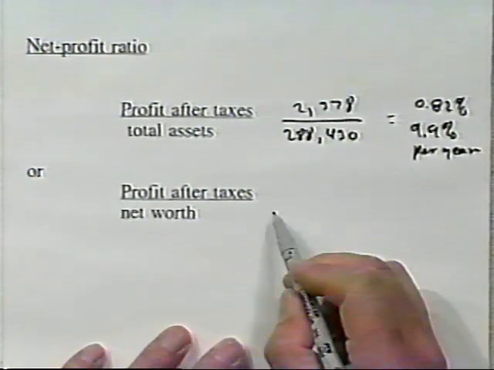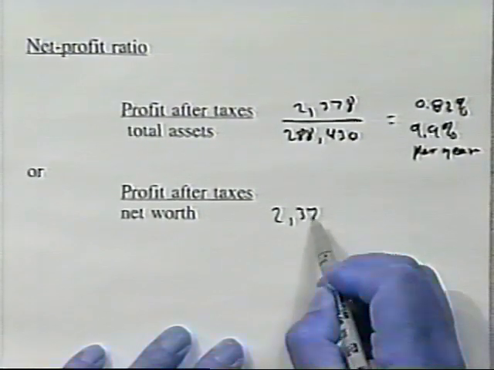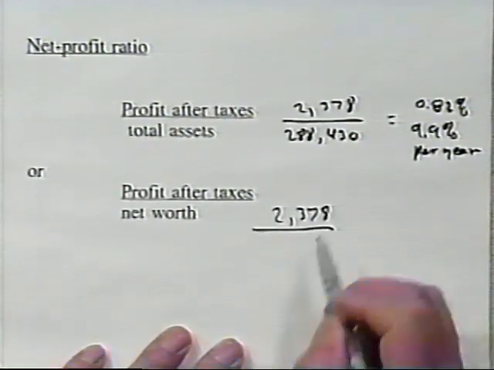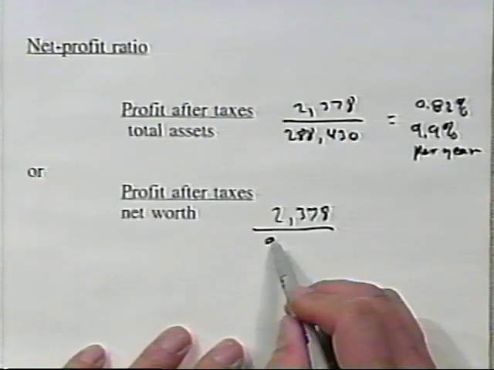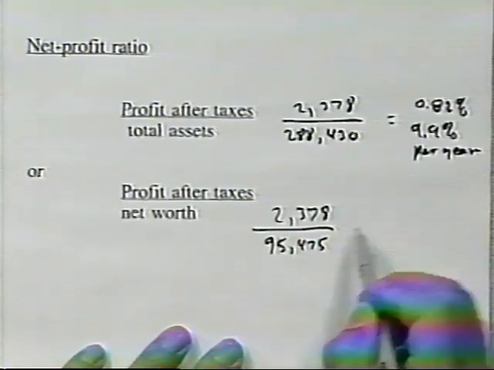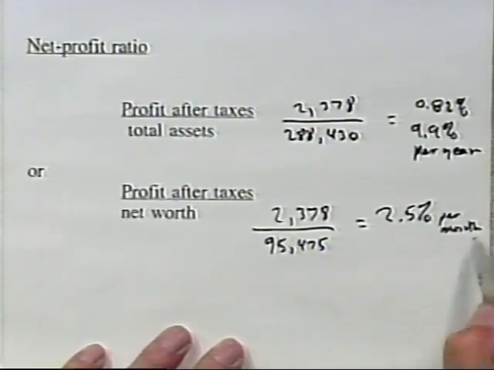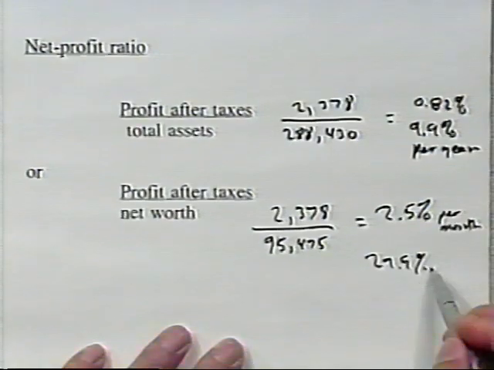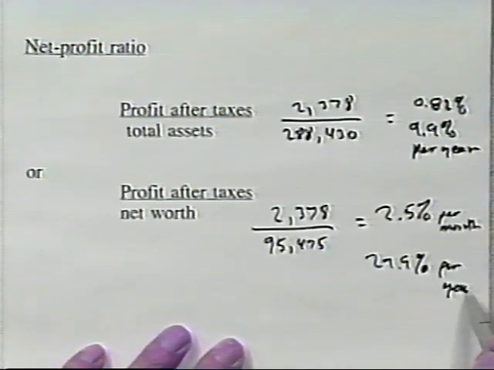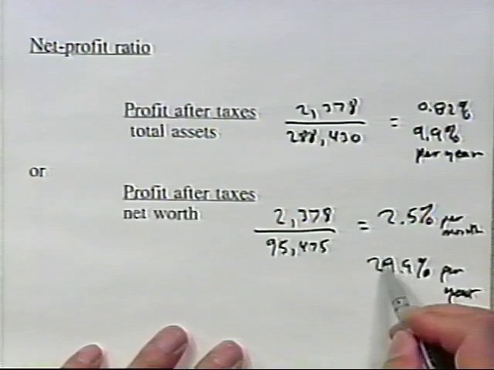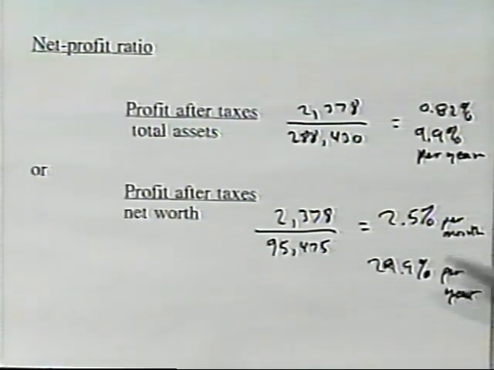With respect to net worth, it's the same profit of $2,378, but divided by our total equity of $95,475. That's 2.5% per month, or 29.9% per year. Now, either way, whichever one you look at, that seems like a reasonable profit. And that's how you have to view this, just like you would any other investment. That's how to interpret these figures.